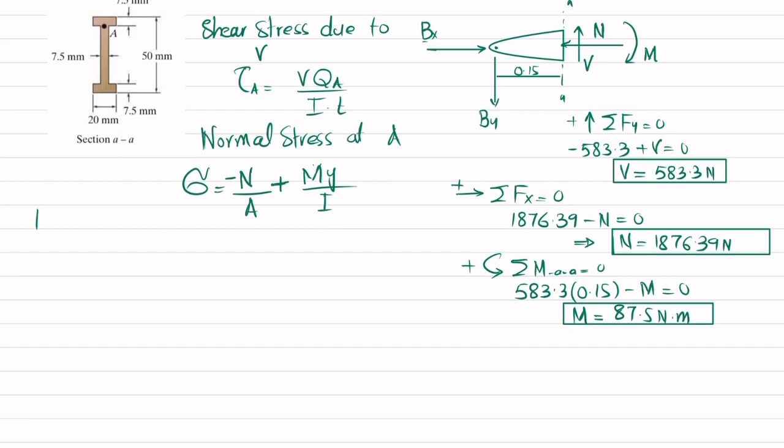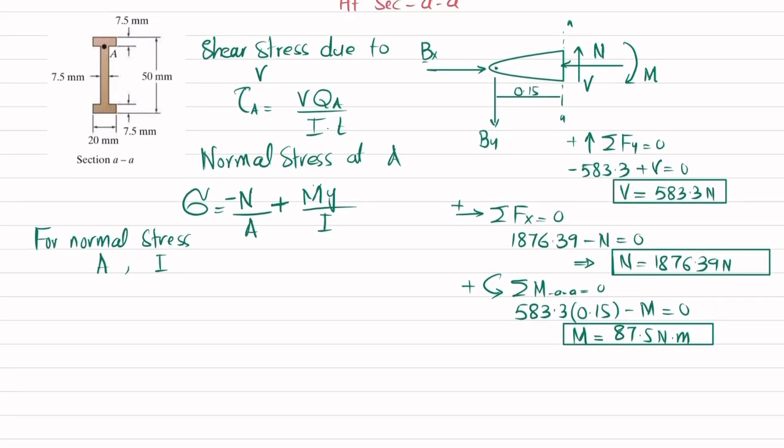So for normal stress we need A, which is the cross-sectional area, and I. You can see this is the cross section of the beam. So A will be, if you take it as a rectangle, clear, this rectangular area will be 20 by 50. So 20 millimeter in meter is 0.02, and height is 50 millimeter, which in meter is 0.05 meter. This is the area of this rectangular cross section.